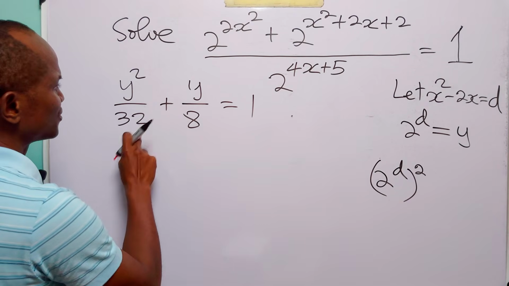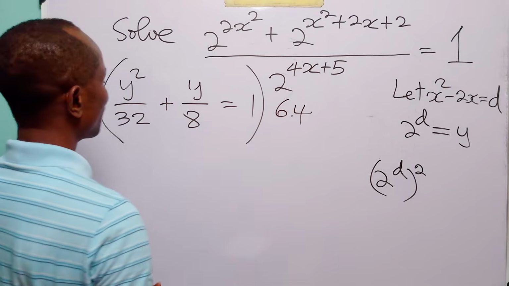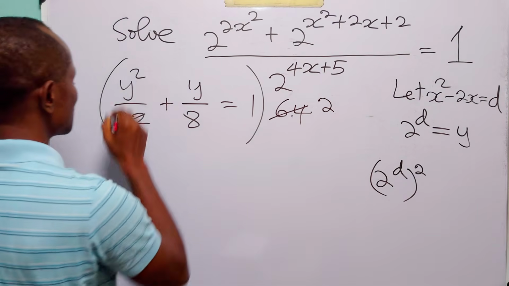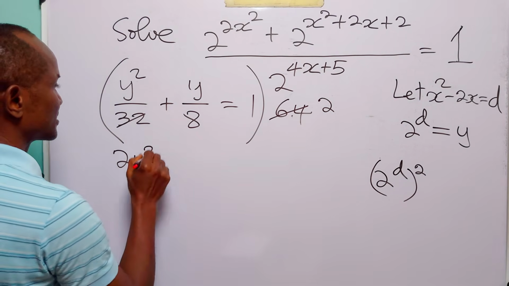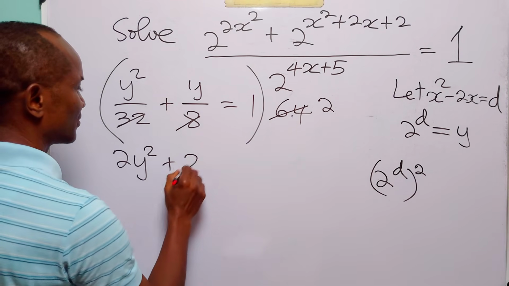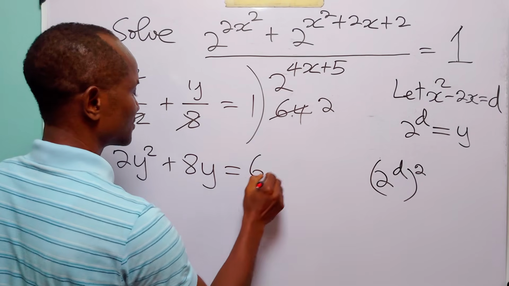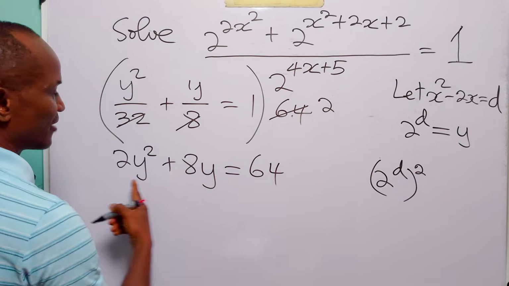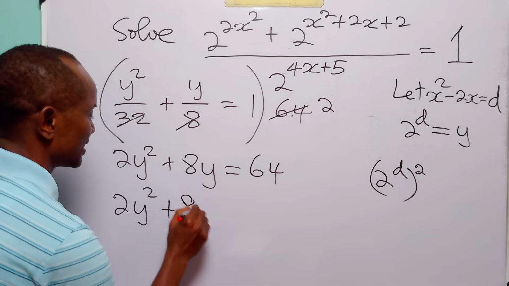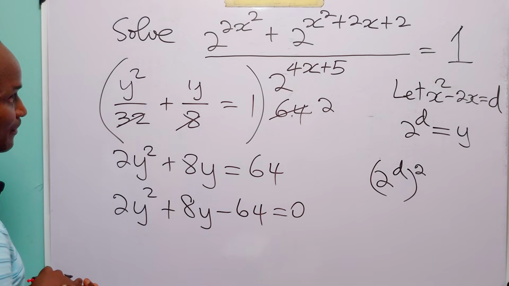Now, to get rid of these two fractions, let us multiply through this equation by 64. 32 into 64 is 2, so here we have 2y squared. 8 into 64 is 8, so here we have 8y. And of course, 1 times 64 is equal to 64. Rearranging this equation, we have 2y squared plus 8y minus 64 is equal to 0.